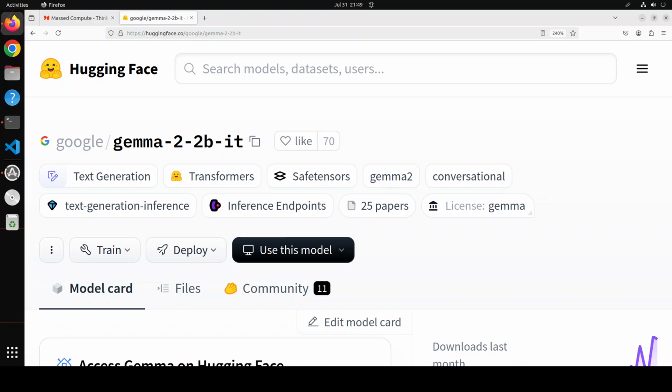And what a time we are living in. I keep saying that almost every day. Google has just released Gemma 2 2 billion instruction tuned model, which means that it has been trained or fully fine-tuned on instructions and their responses.